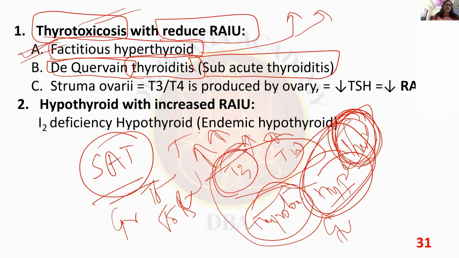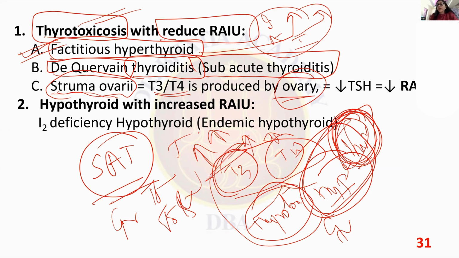So it can be factitious, like patient ने बहुत सारी दवाइयां बाहर से खा ली, iatrogenic, sometimes doctor has prescribed a very high dose, so it can be iatrogenic. It can be patient overdosing by accident or by intention, so it can be factitious. Then it can be subacute thyroiditis, that is de Quervain's thyroiditis. At times, there can be ovaries which are producing more of the thyroid hormones. That is, struma ovarii is a condition where the thyroid hormones are produced by the ovary, right? So, these are the conditions which will give you thyrotoxic clinical picture with a decreased radioactive iodine uptake.